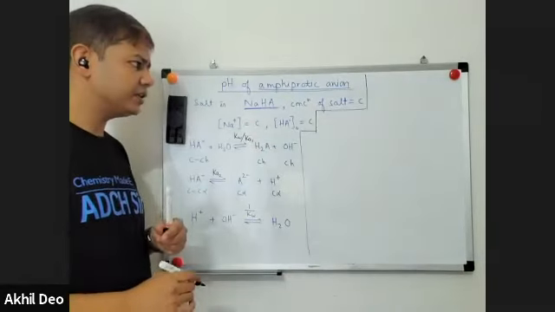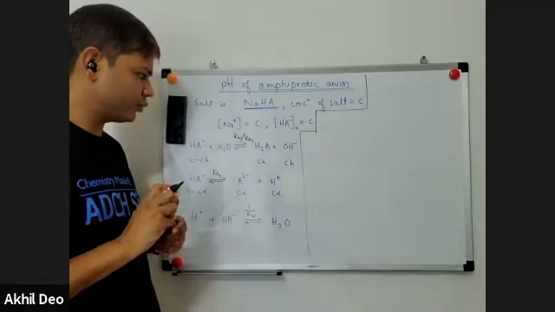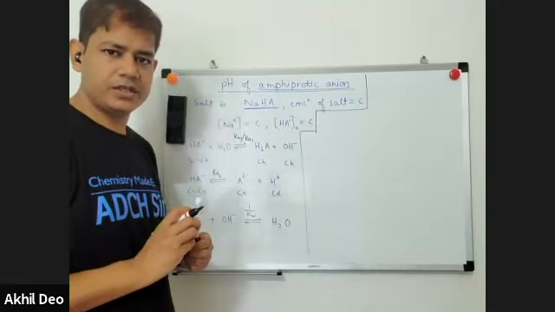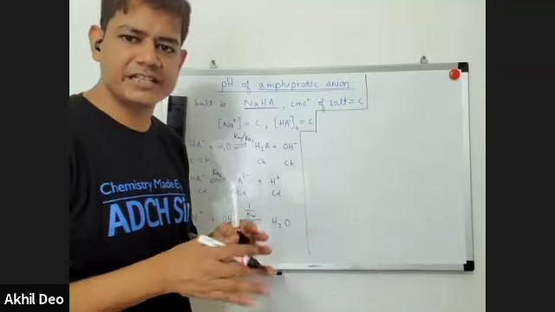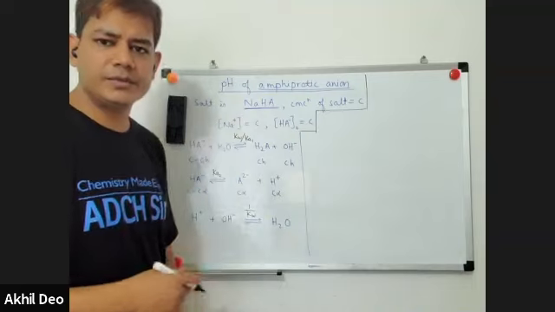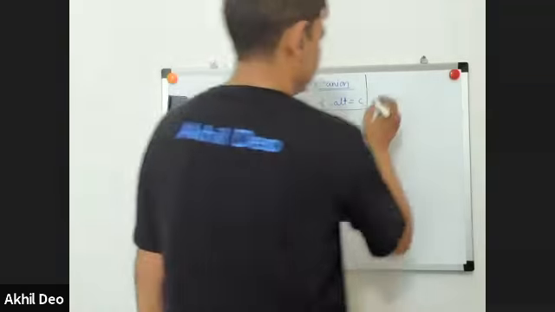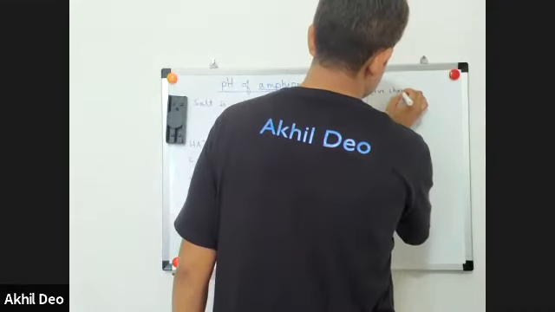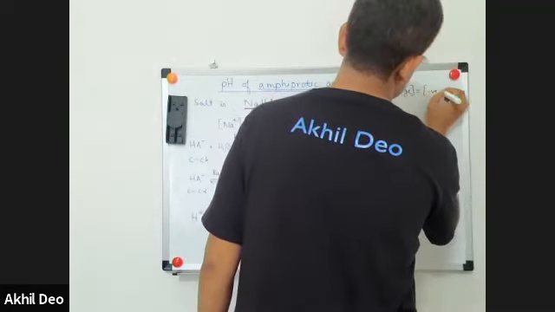An important result which we'll be using here is that the solution at all times remains electrically neutral. This is the principle of charge neutrality. The total concentration of positive charge in the solution will always be equal to the total concentration of negative charge in the solution. We'll say that concentration of positive charge is equal to concentration of negative charge.